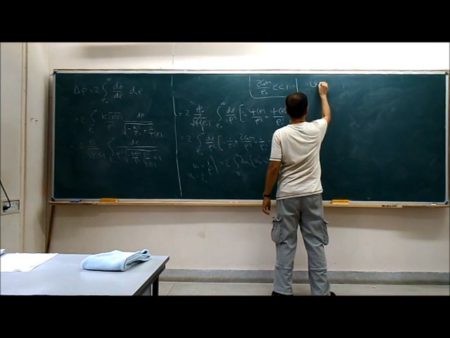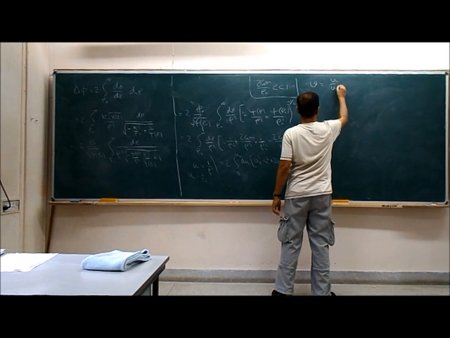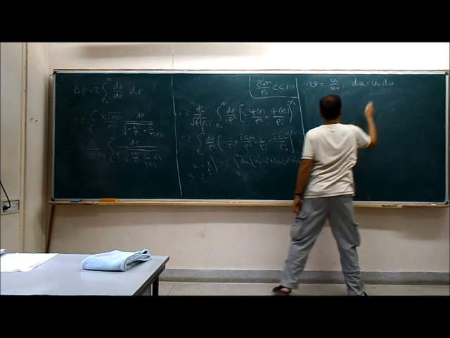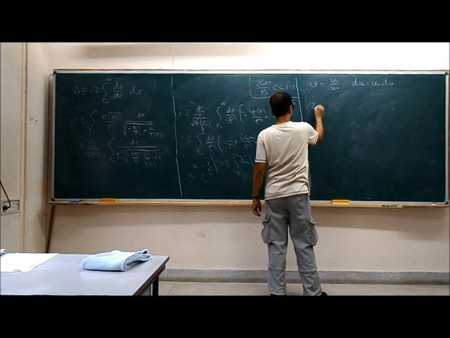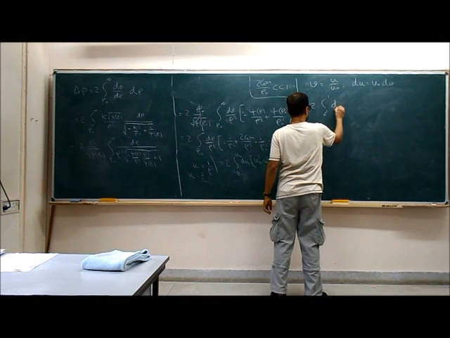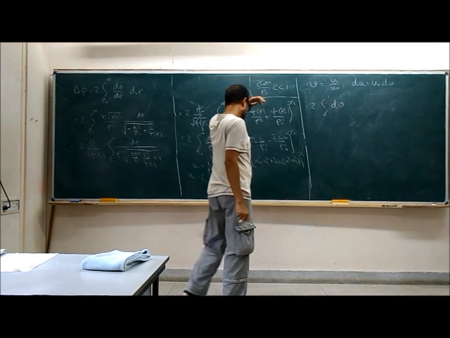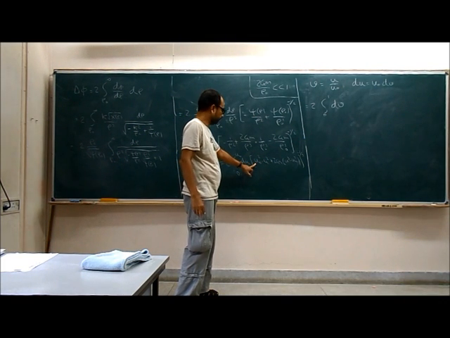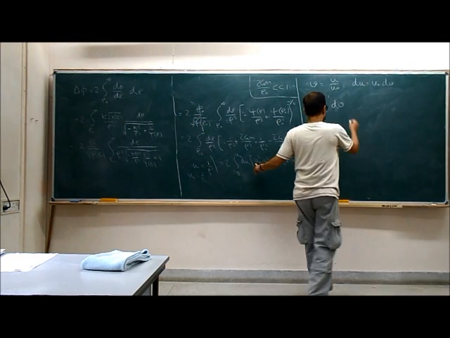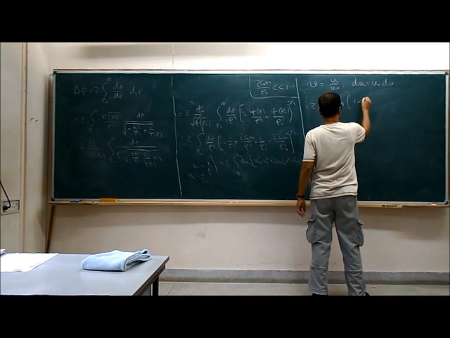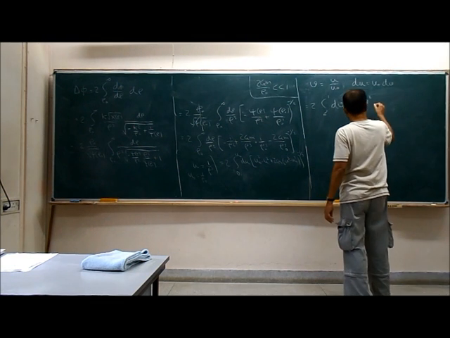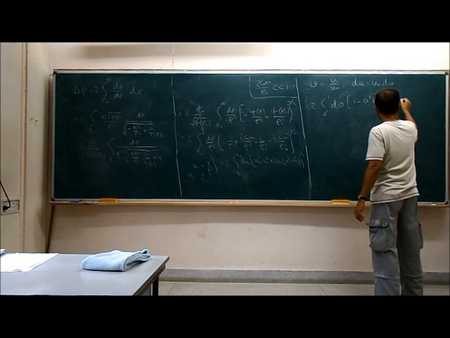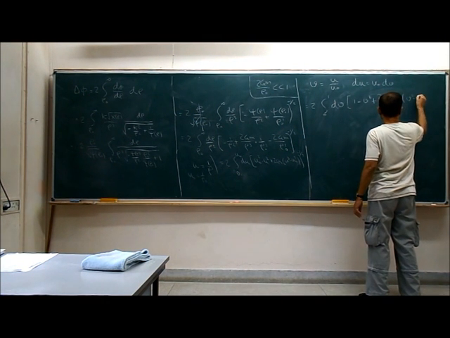I define v as u over u naught. Okay? So du is u naught dv. So this becomes now 2 integral 0 to 1 dv. The u naught that comes from the scale change actually cancels the u naught that comes from inside. Okay? So dv over square root of 1 minus v square plus 2gm u naught times v cube minus 1.